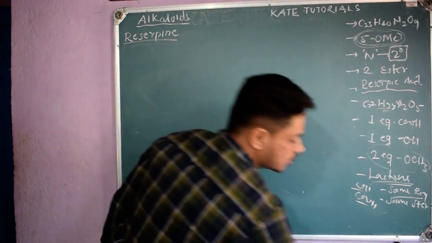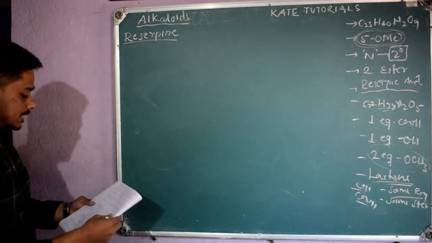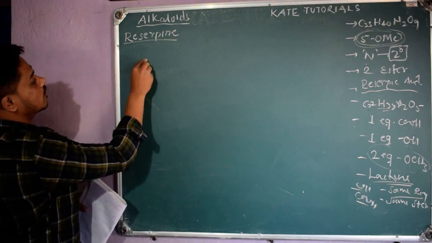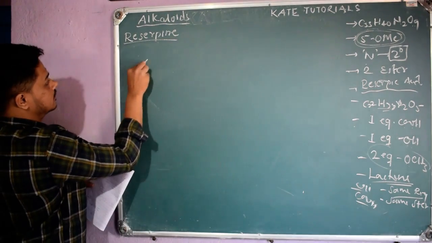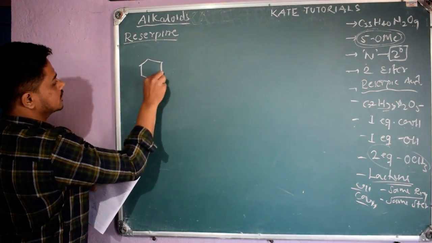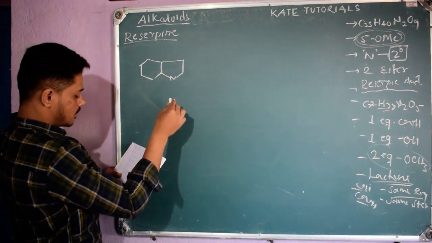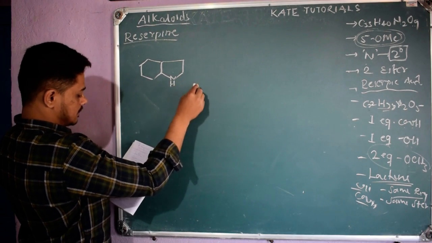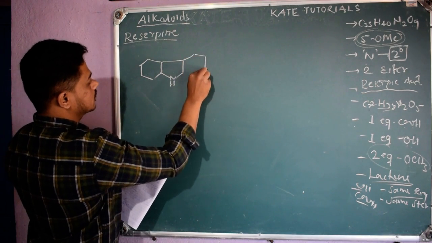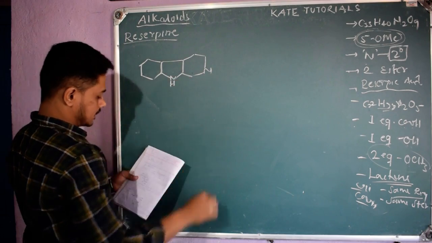Right, so now let me write the structure of reserpic acid. So you just write along with me so that it will be clear. From all those conclusions which we discussed in the last 2 classes, they gave the structure of this reserpic acid. So nicely you draw.